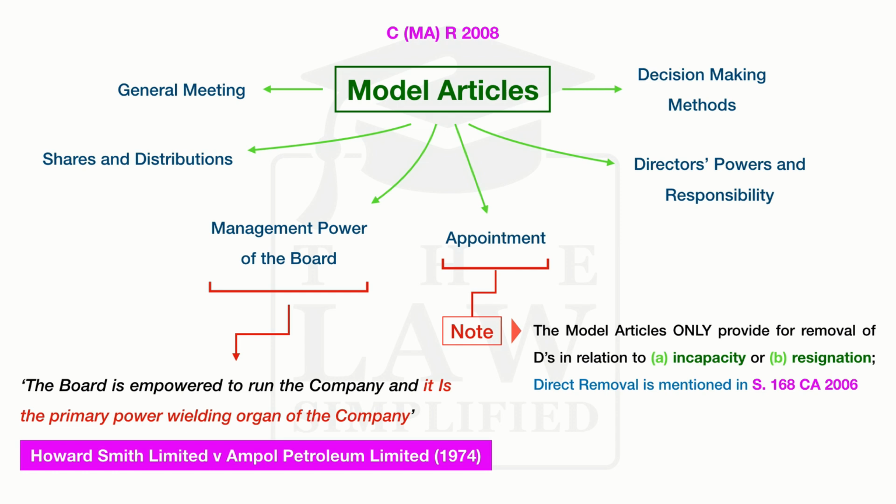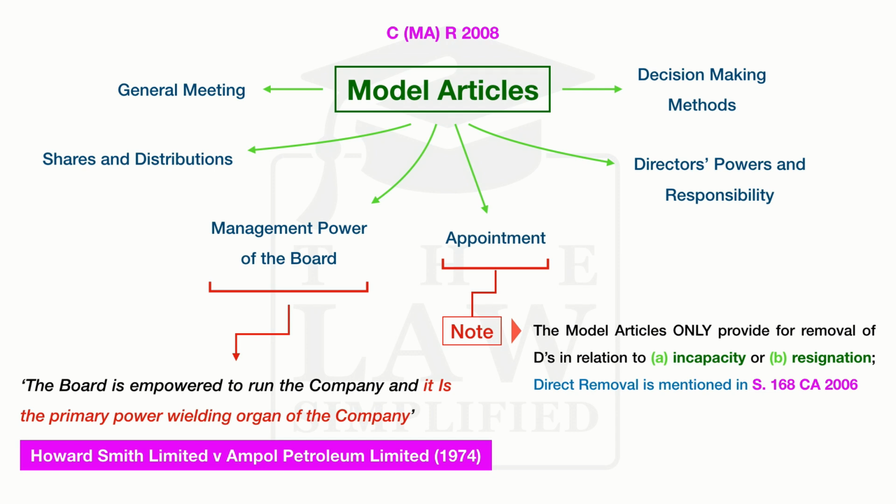So let's take one at a time. When it comes to the management power of the board, we see in Howard Smith Limited and Ample Petroleum Limited that a board is to be empowered to run the company, and the primary power-wielding organ of the company is the said board. And we see this in the model articles as well. The powers conferred on the board, the directors, is absolute.